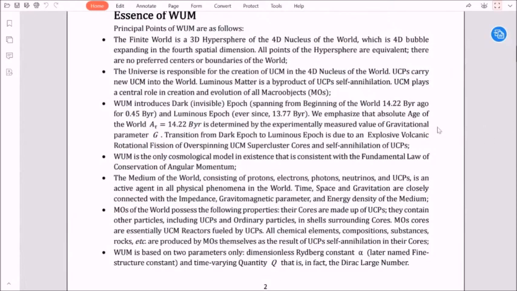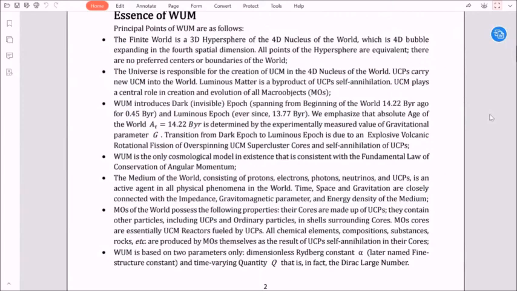The universe is responsible for creation of UC matter in the 4D nucleus of the world. UC particles carry new UC matter into the world. Luminous matter is a byproduct of UC particle self-annihilation. UC matter plays a central role in creation and evolution of all macro objects.